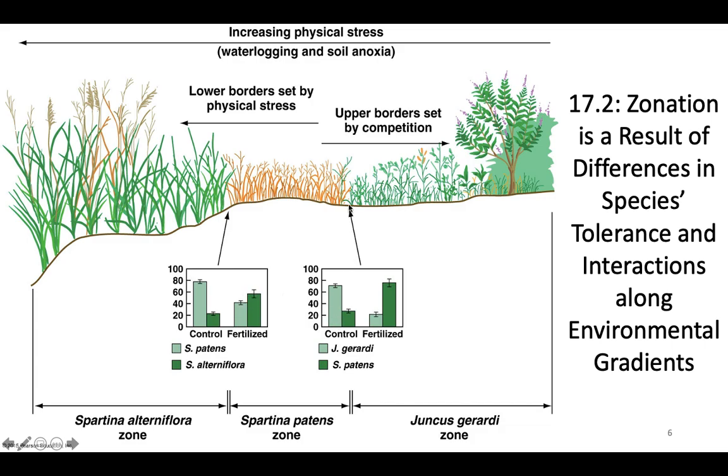And then the same here in just this normal condition. The Juncus gerardi is able to outcompete the S. patens in this soil environment. But then if you fertilize it, the S. patens is a very clear competitor. So here, it's mostly competition that allows the Juncus gerardi to outcompete the S. patens.